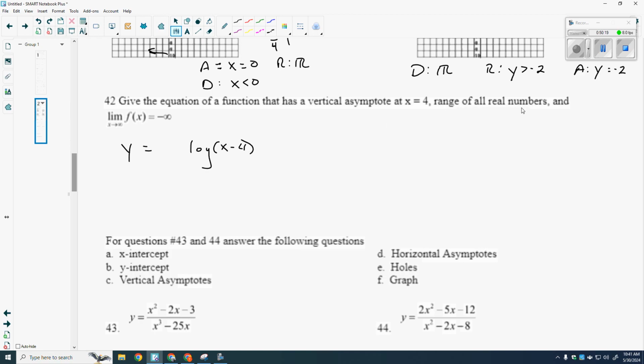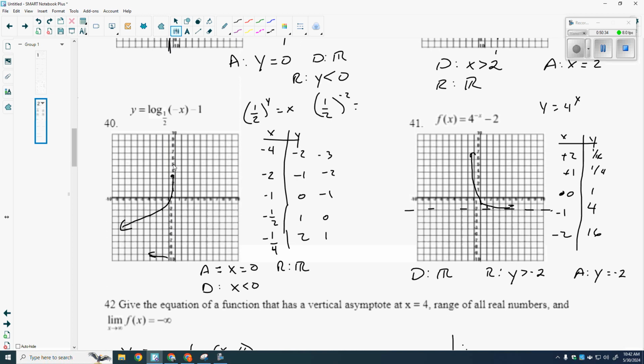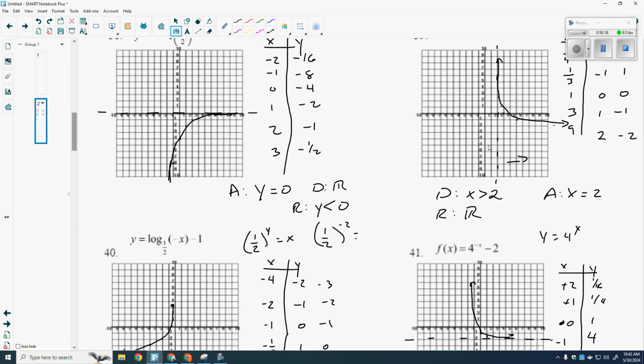Range of all real numbers. Well, all logarithms have a range of all real numbers, but I want my graph as x goes to positive infinity, y needs to go to negative infinity. My graph needs to come, do we see our logarithm graph? It either looks like this, or it looks like this, or it looks like this.